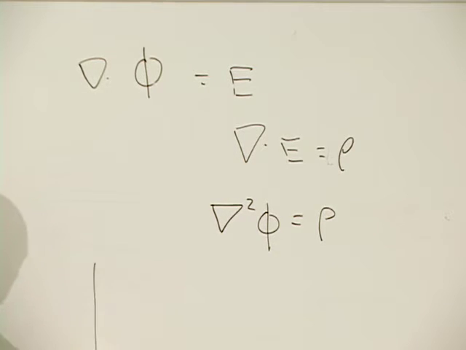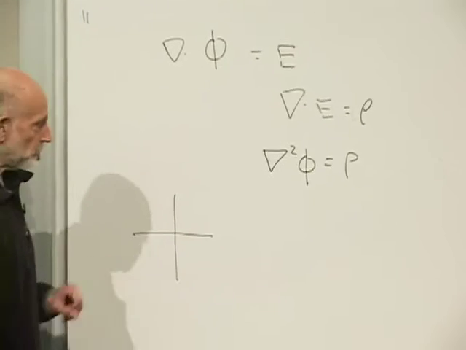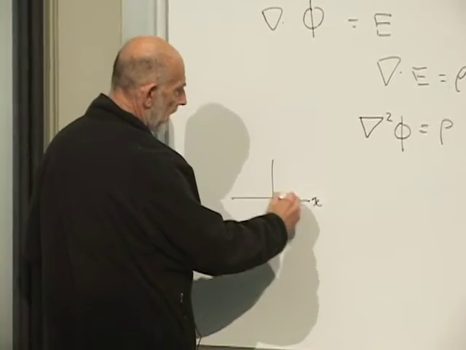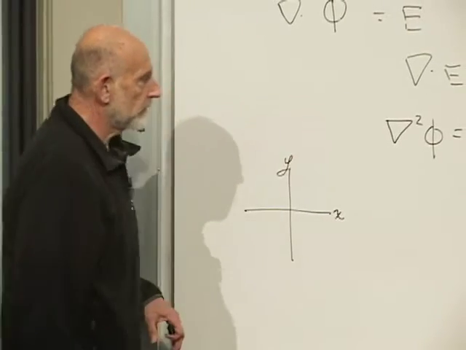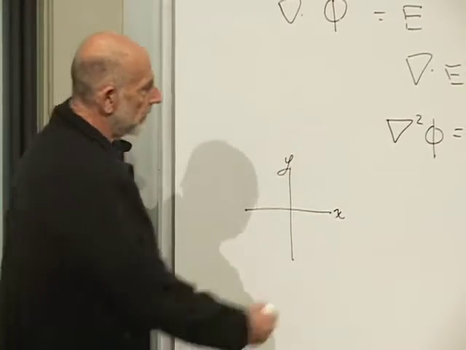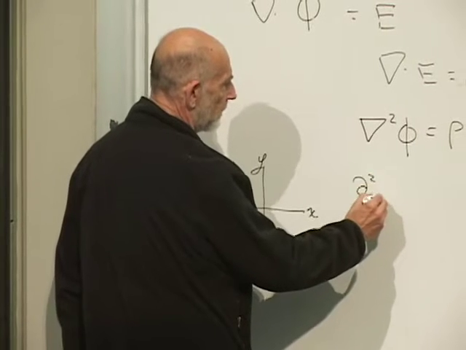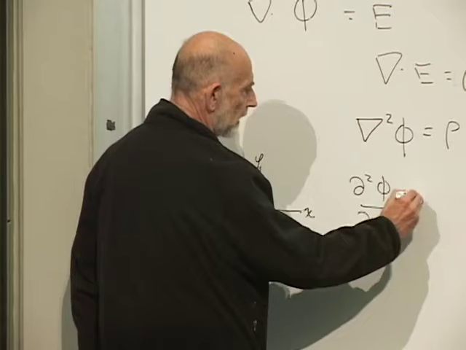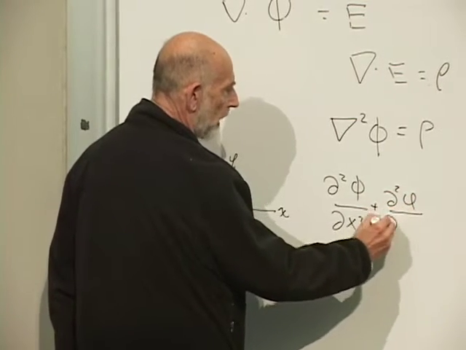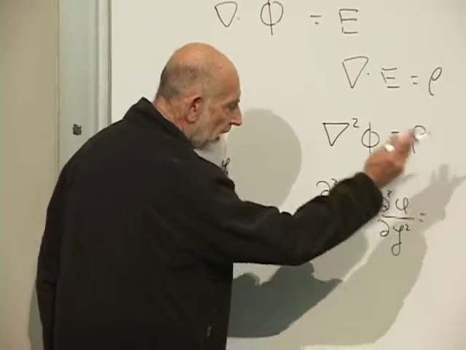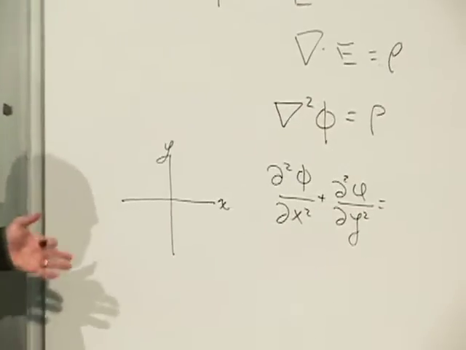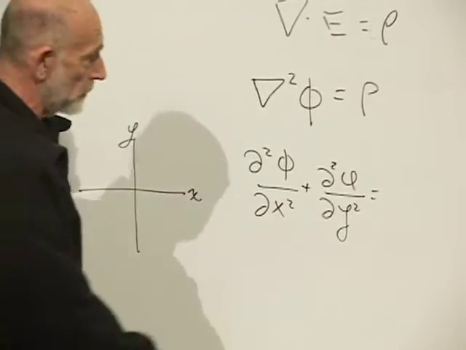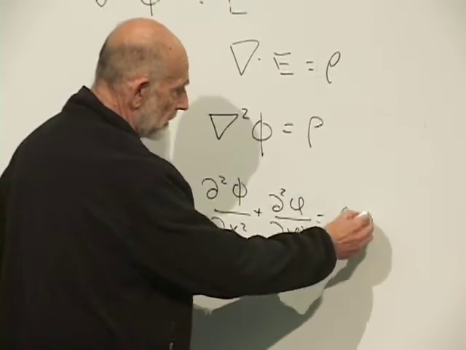If we're in a literally 2-dimensional world, let's say with coordinates little x and little y, then what is del squared? Del squared is the 2nd derivative of phi with respect to x squared, plus the 2nd derivative of phi with respect to y squared. And that on the right-hand side is rho. If there's charge density, it's not 0, but in places where there is no charge density, it's just 0.